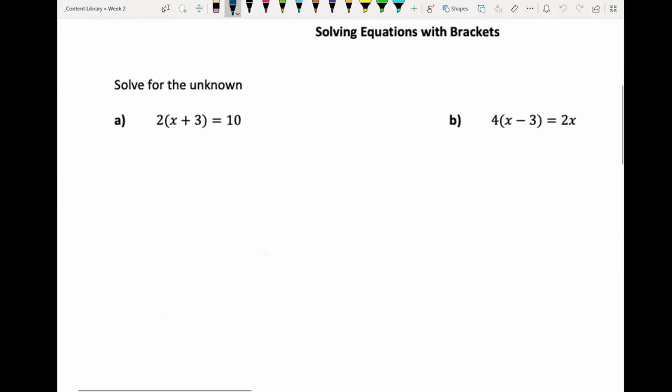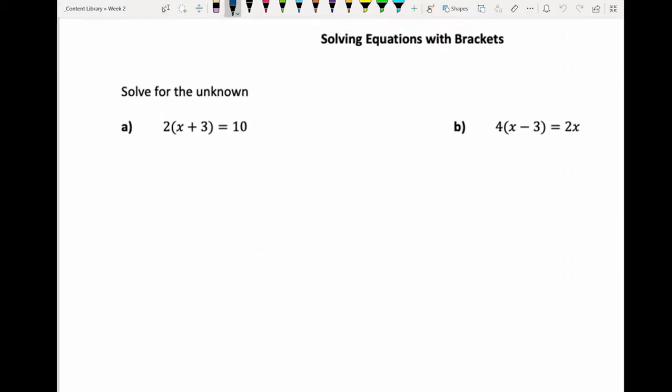So in example 1, or example A, I want to get rid of these brackets. In order to do that, I need to take the 2 that's in front of the brackets and multiply it by everything inside the bracket. It's not going to multiply the 10 because the 10 is not part of that bracket. Again, remember the distributive property: you're only multiplying by things inside the bracket. So 2 times x, we get 2x, and then 2 times positive 3 is positive 6, equals 10.